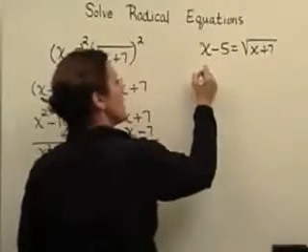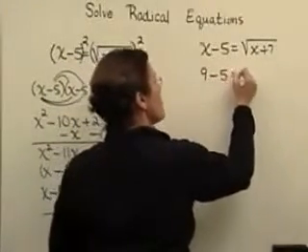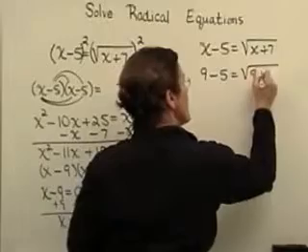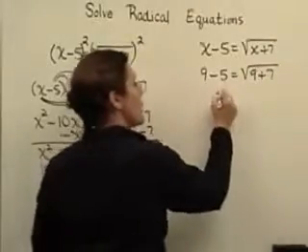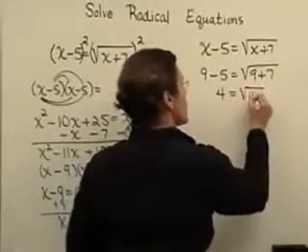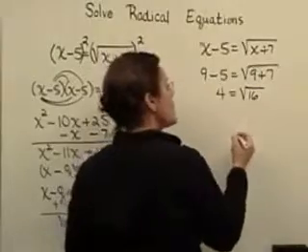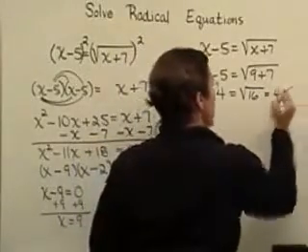When I substitute in a 9 here, I have 9 minus 5 equals the square root of 9 plus 7. And on the left, I'll have a 4. On the right, the square root of 16. And the square root of 16 is 4. And that does check.